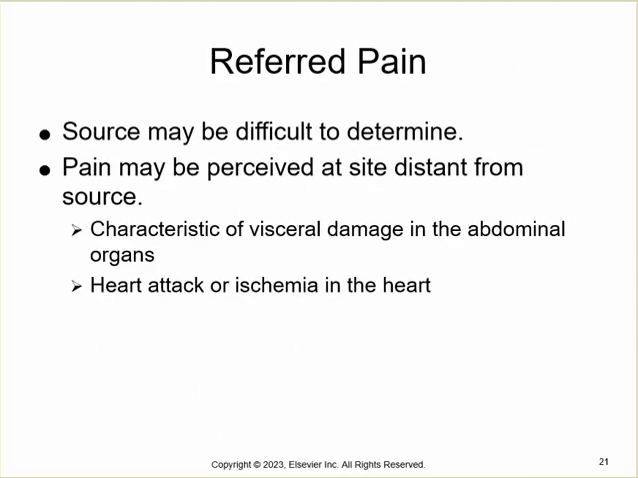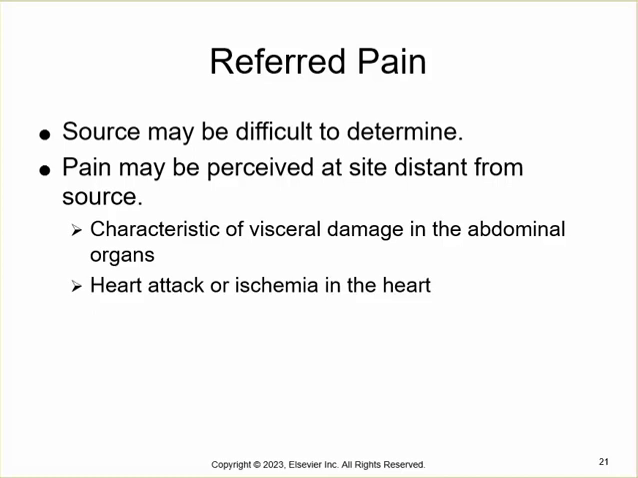Okay, I've talked a little bit about referred pain already. Referred pain is when the problem is in one spot, but the pain is perceived in a different spot. Oftentimes, visceral pain, visceral damage will manifest as pain in other areas. So, for instance, problems with the gallbladder often are felt as pain in the right shoulder blade area.